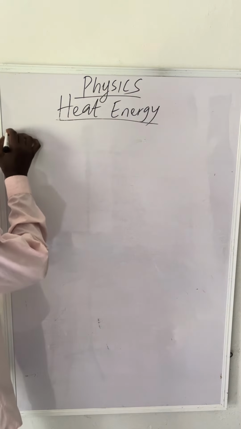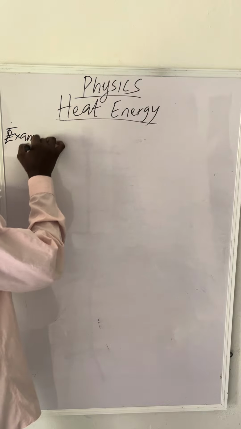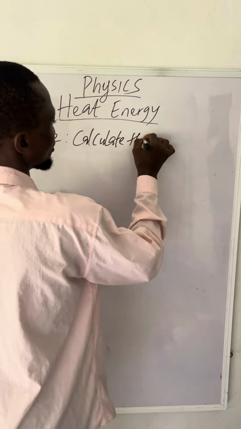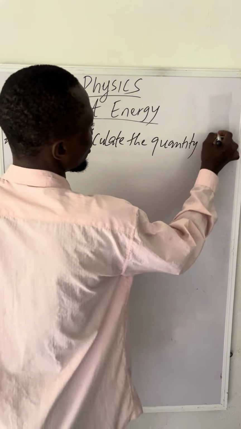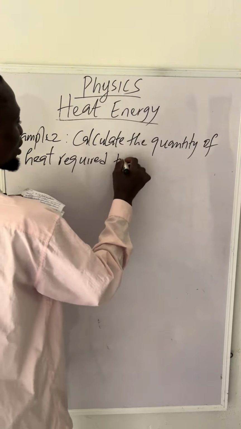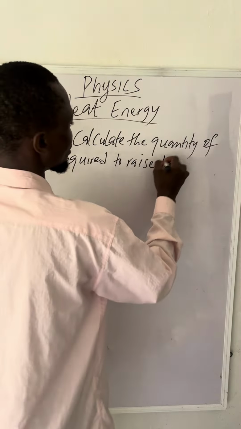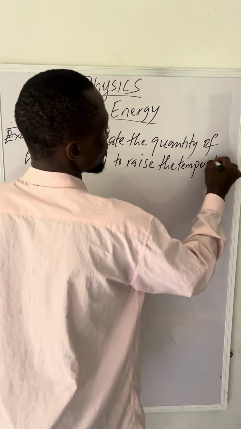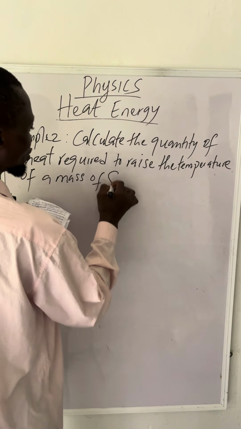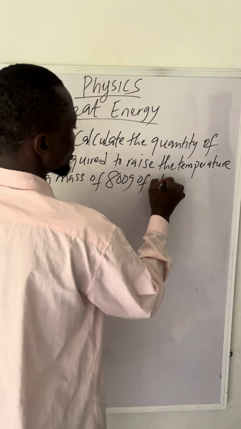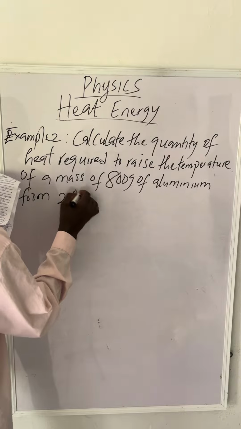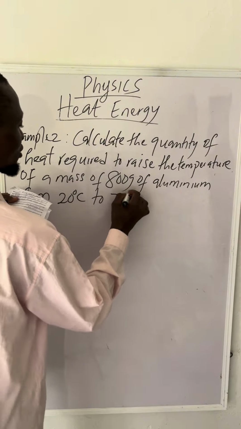Second question is example 2. Calculate the quantity of heat required to raise the temperature of a mass of 800 grams of aluminum from 20 degrees Celsius to 75 degrees Celsius.